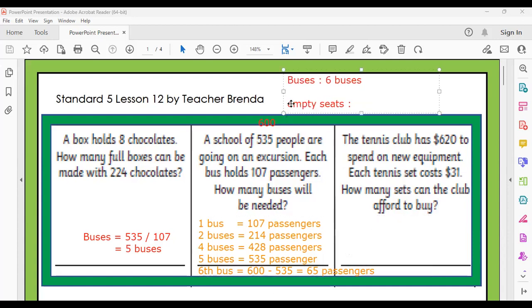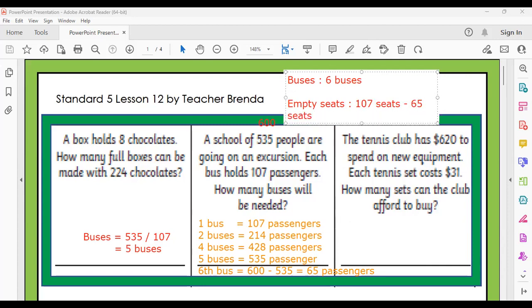So my question is, how many empty seats are there in the 6th bus? For that, you must take all the 107 seats minus the 65 seats that have been occupied by the 65 people. And that gives you, thank you. How much is the answer, guys? 72? Really? Let me check. 42. That should be 42 seats.